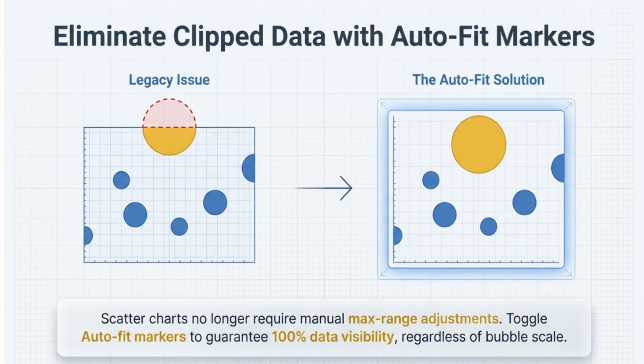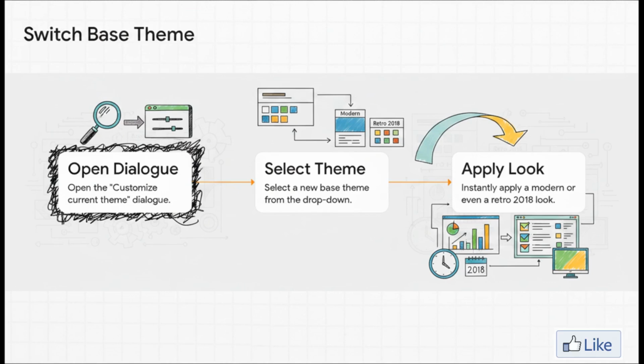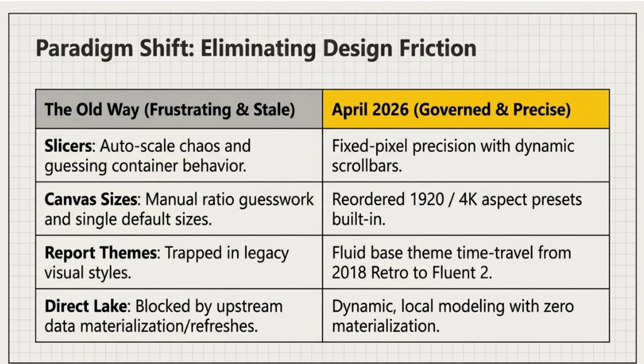Okay, this next one, it's awesome, especially if you deal with a lot of older reports. There's a new base theme switcher right inside the theme customization dialog. What does that mean? It means you can take a report built, say, 5 years ago, and with just a couple of clicks, bam, it has the latest modern look. It's a lifesaver. And for fun, you can even go back in time and apply a retro 2018 theme, which is a pretty cool way to see just how far the design has come.